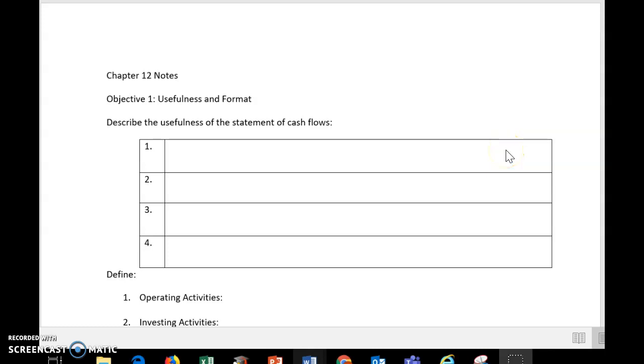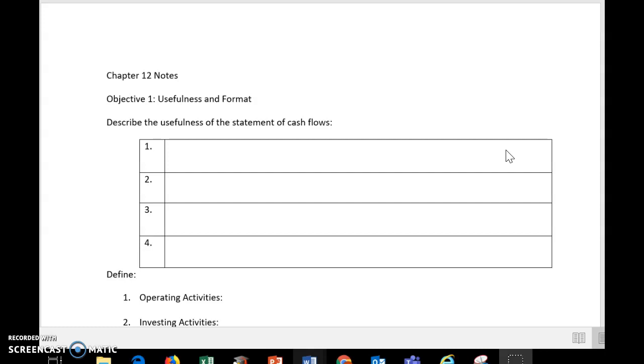It's our last chapter in financial accounting, and I wanted to walk you through these chapter 12 notes to make sure you fill out the necessary information and give you a quick example of how to do the indirect method. So let's walk through this a little bit. Make sure you have everything down that you need to have down so that you're ready to finish up this course. First, going through the chapter, make sure you fill out the necessary information.